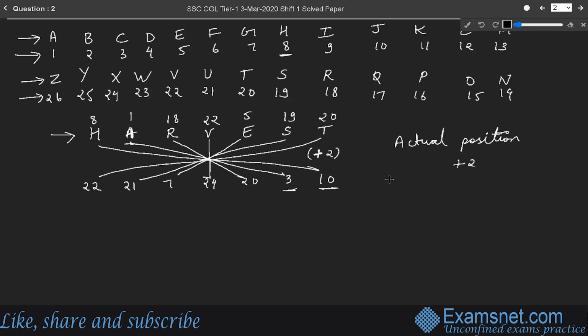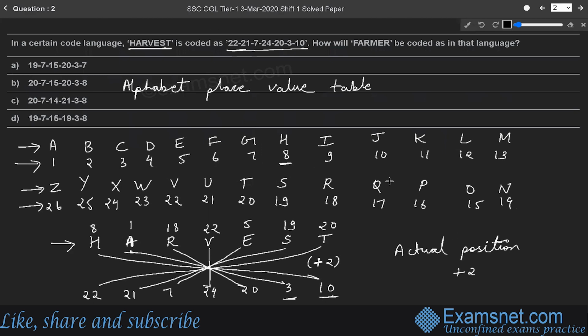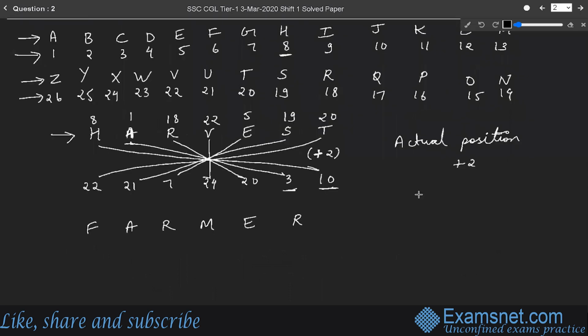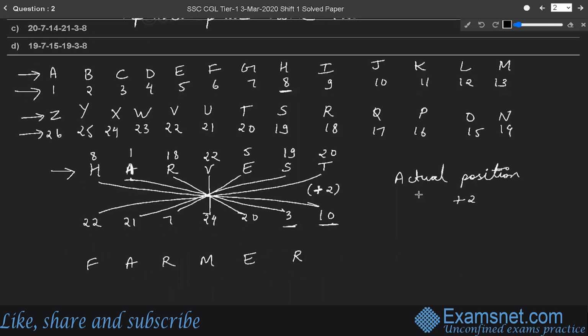So applying the same concept for the word farmer, because we have to find how farmer will be coded in the same language. So let us write it first. F-A-R-M-E-R. Now, first step is we have to write their positional values. So from the table, we can see that positional value of F is 6. Positional value of A is 1. Positional value of R is 18. Positional value of M is 13. Positional value of E is 5. And again, positional value of R is 18.